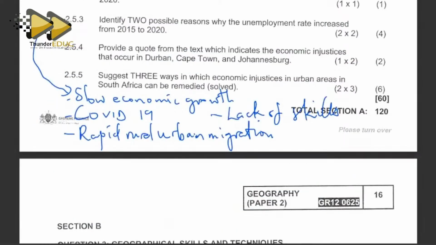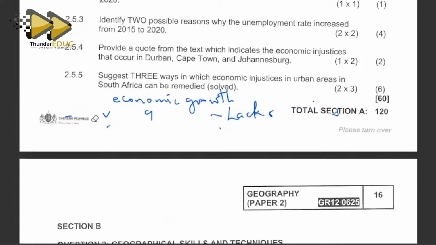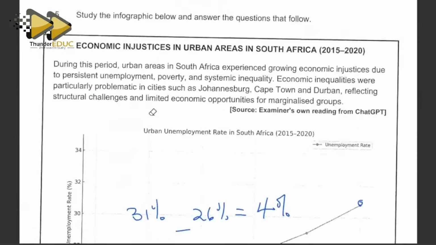Right, let's move on to the next question. That was number 253. We need to move on to 254. Provide a quote from the text which indicates the economic injustices that occur in Durban, Cape Town, and Johannesburg. Right, we go to our text. Our text here is saying experienced growing economic injustices due to persistent unemployment, poverty, and systematic inequality. That is where we get our quote. South Africa has experienced growing economic injustices due to persistent unemployment, poverty, and systematic inequality.